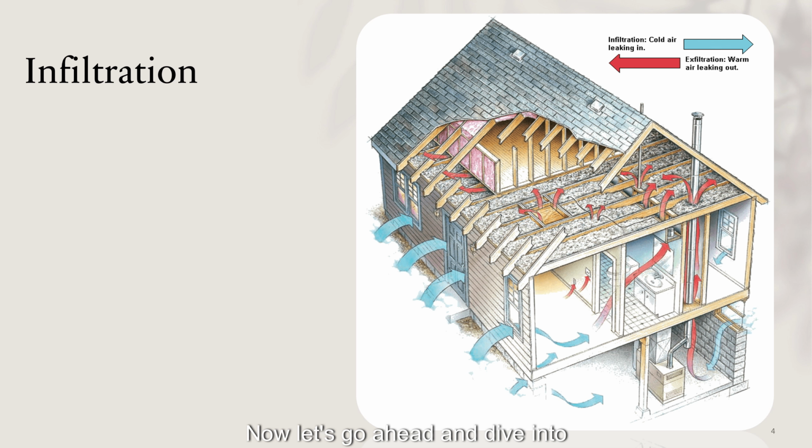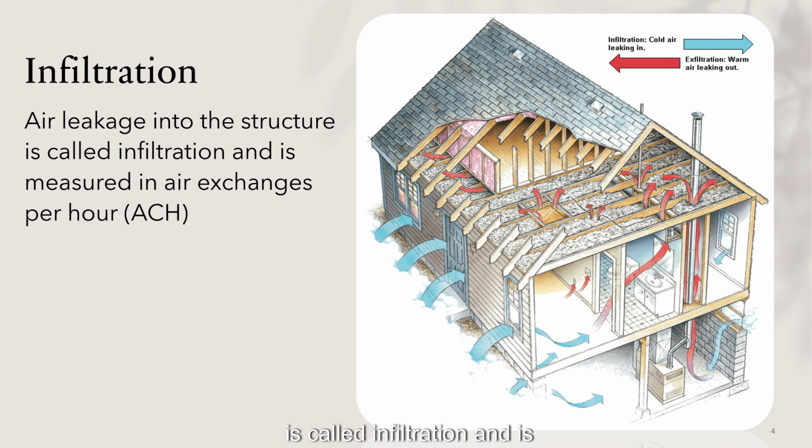Now, let's go ahead and dive into infiltration. Air leakage into the structure is called infiltration and is measured in air exchanges per hour, or ACH. And so what we have here is the air that's being sucked into our home, right? Air wants to go where it's warm, right? Heat is going to escape. And that's why we have these little arrows pointing of the cold trying to come into that nice warm space. And it's really not the cold coming in, but more or less the heat escaping.